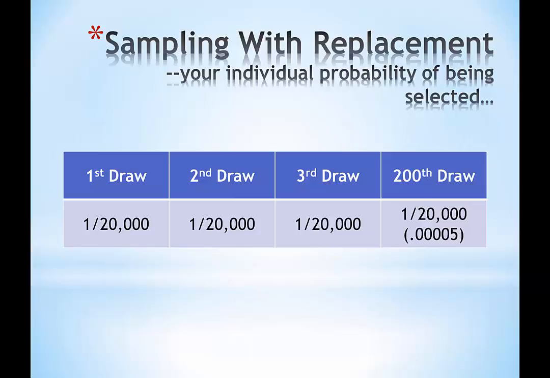So in other words, odds are I could probably just keep all the names in the hopper and not have to adjust every time I sampled without replacement. I could just use sampling with replacement. That would be fine.